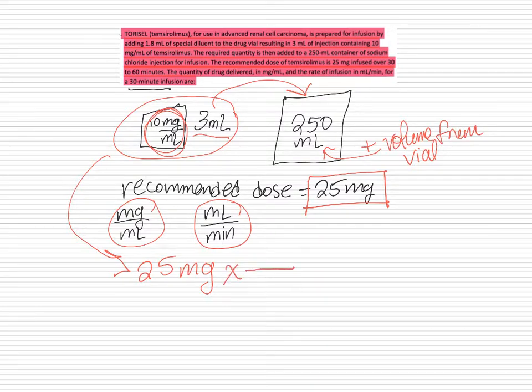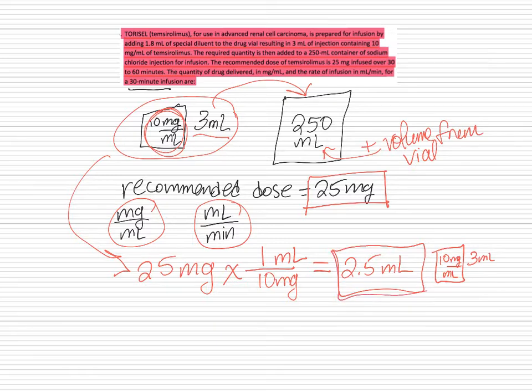So how do we get volume here? Well, we have something that has 10 mg per mL, so you put the 10 mg in the bottom to cancel out with the 25 mg, and this is just going to be left as 2.5 mL. So if I measure out 2.5 mLs from that 3 ml vial that contains 10 mg per mL, this right here is going to contain our recommended dose of 25 milligrams.